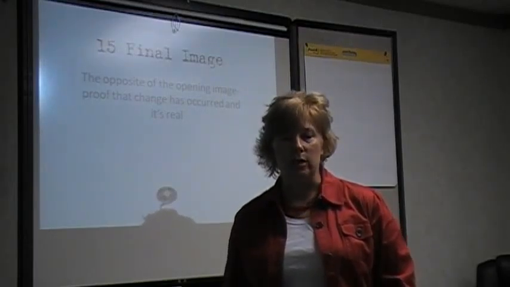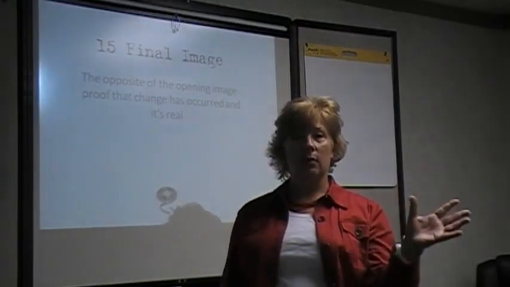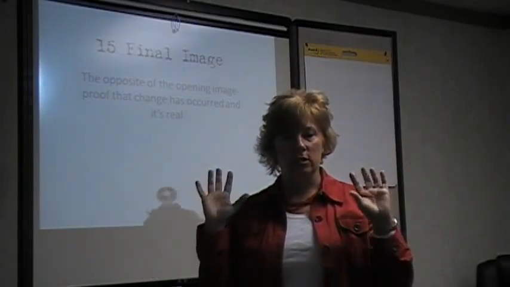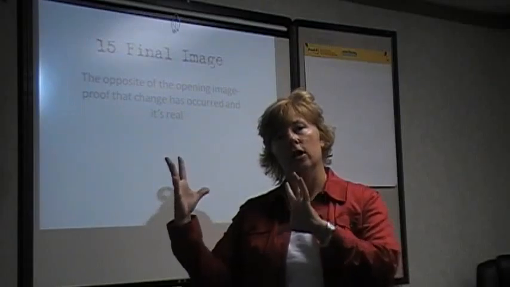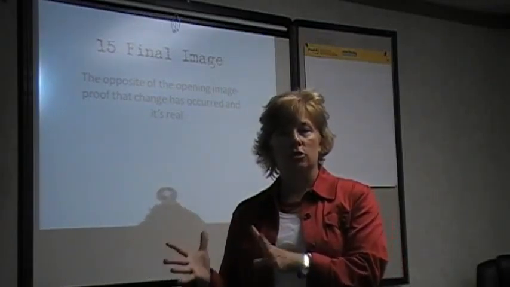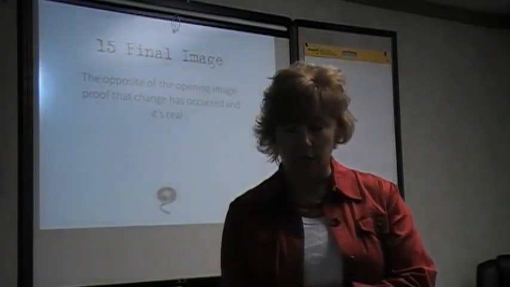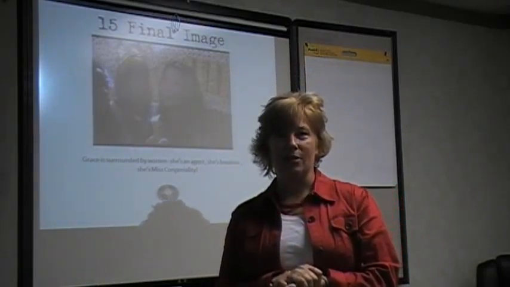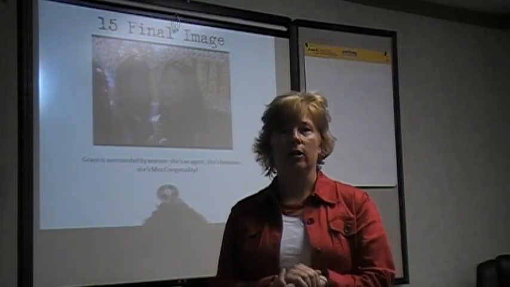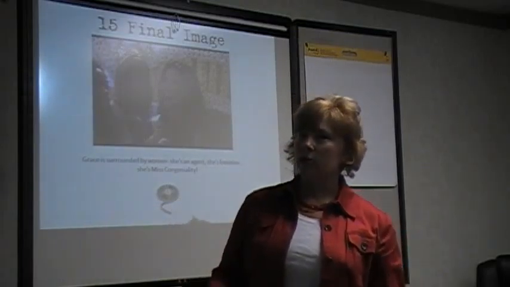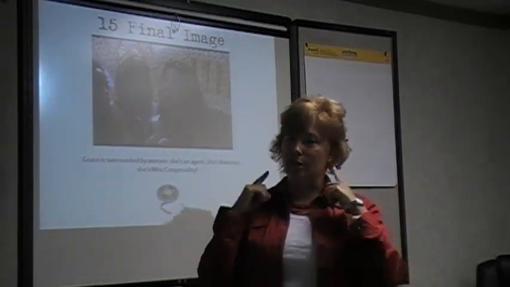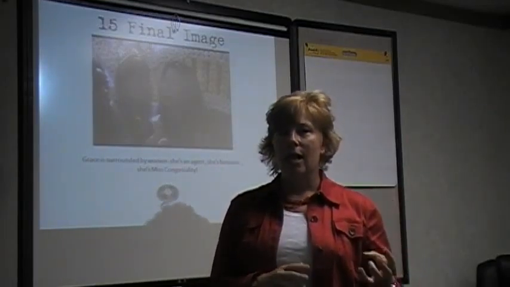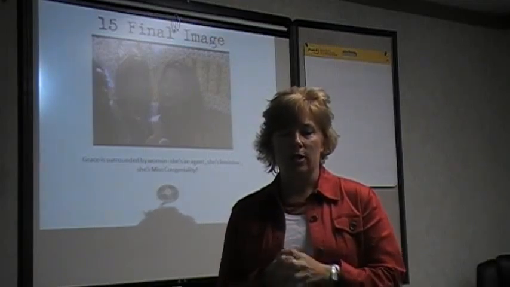Anyway, 15, that's the last beat. It's the final image. It's the opposite of the opening image. Remember that bookend that I talked about earlier? The opening image and the final image. It's a snapshot of the character after, and it's proof that change has occurred and it's real. And in Miss Congeniality, it's where she's up on the stage and they name her Miss Congeniality. She's back in her black suit, but her hair's still pretty. She's got on earrings, she's got on makeup, so she's feminine. She's still a successful agent, and she's been named Miss Congeniality from the pageant.